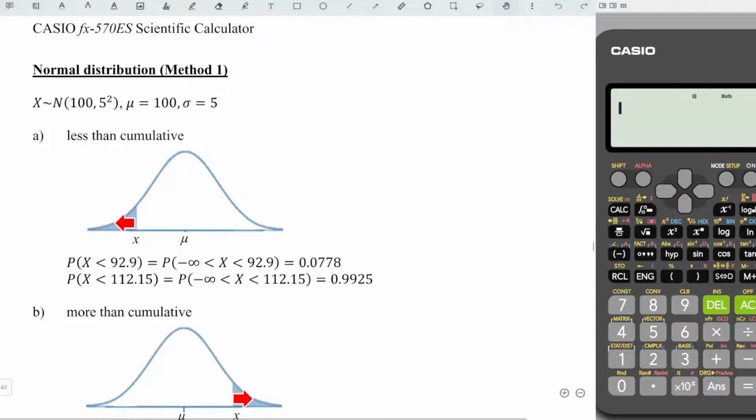Today, I would like to share how to obtain the probability and its inverse for normal distribution by using calculator. There are two methods to obtain the probabilities. Let's try for the first method.